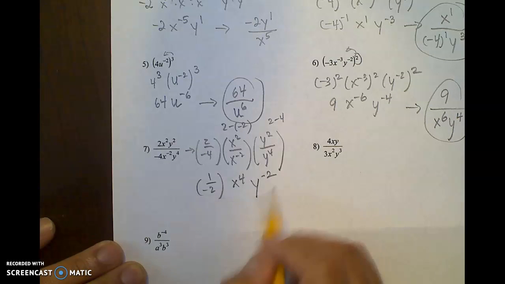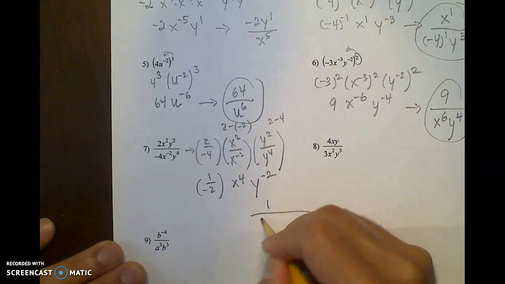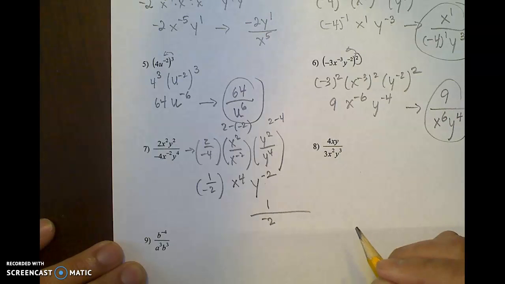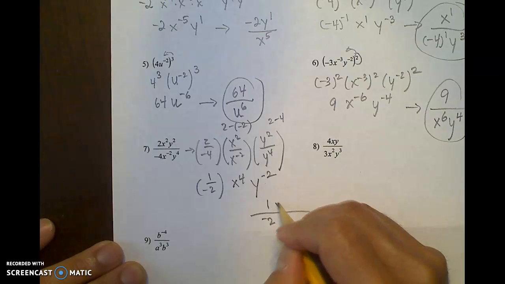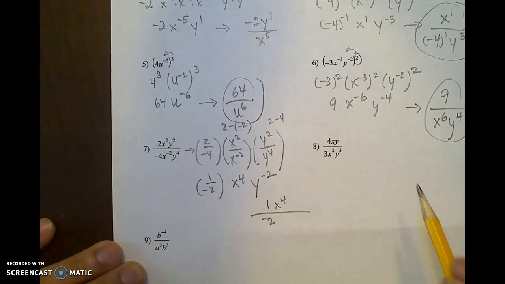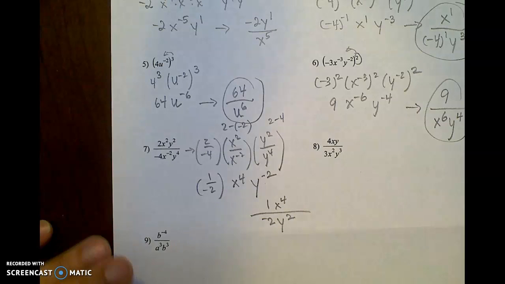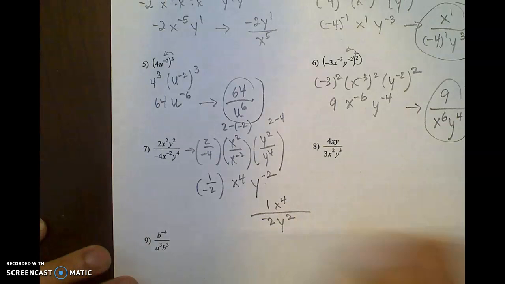Now we look at our answer. We have only one negative exponent, so we have a fraction bar. So this 1 over -2 stays as a fraction. This x to the 4th stays up top. But because this y has a negative exponent, it gets flipped to the bottom, and the exponent becomes positive.